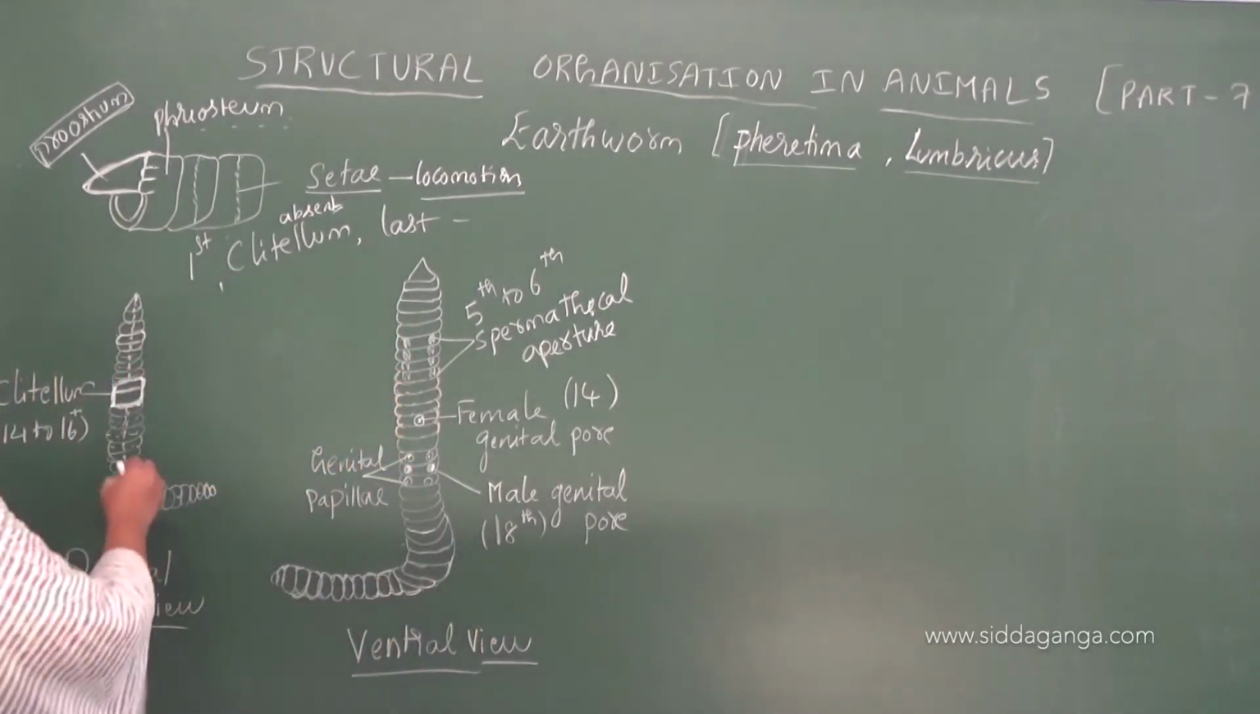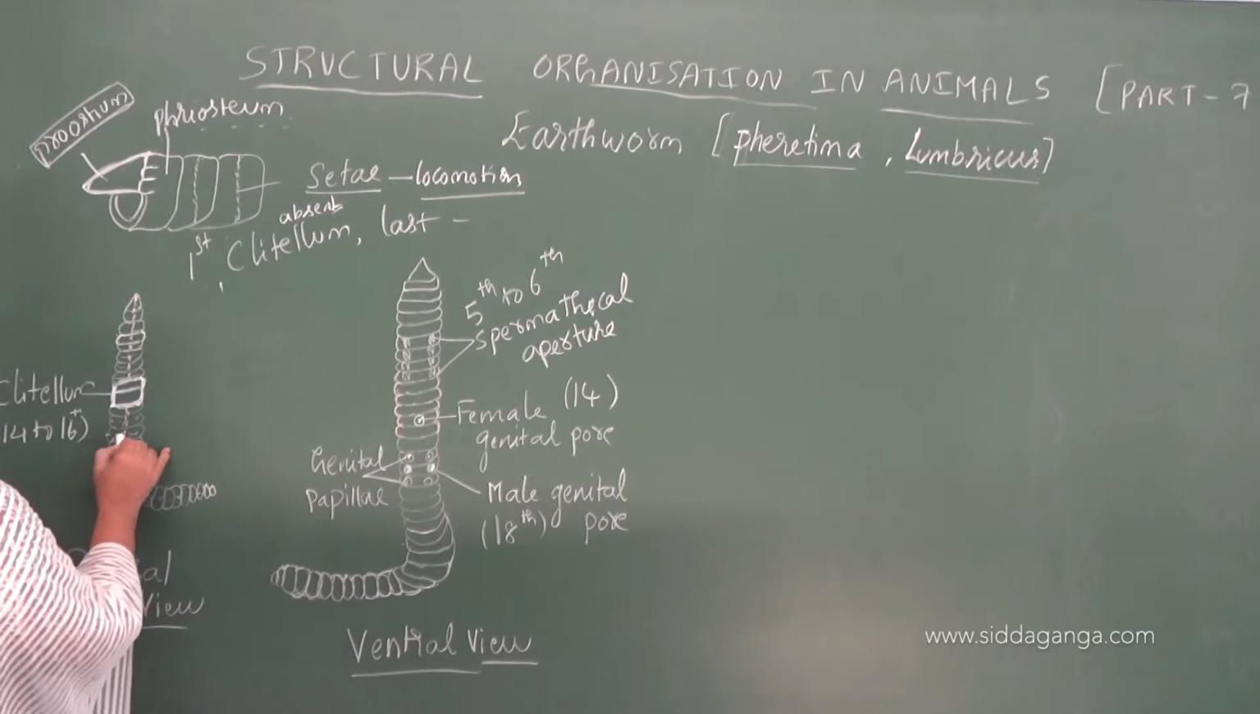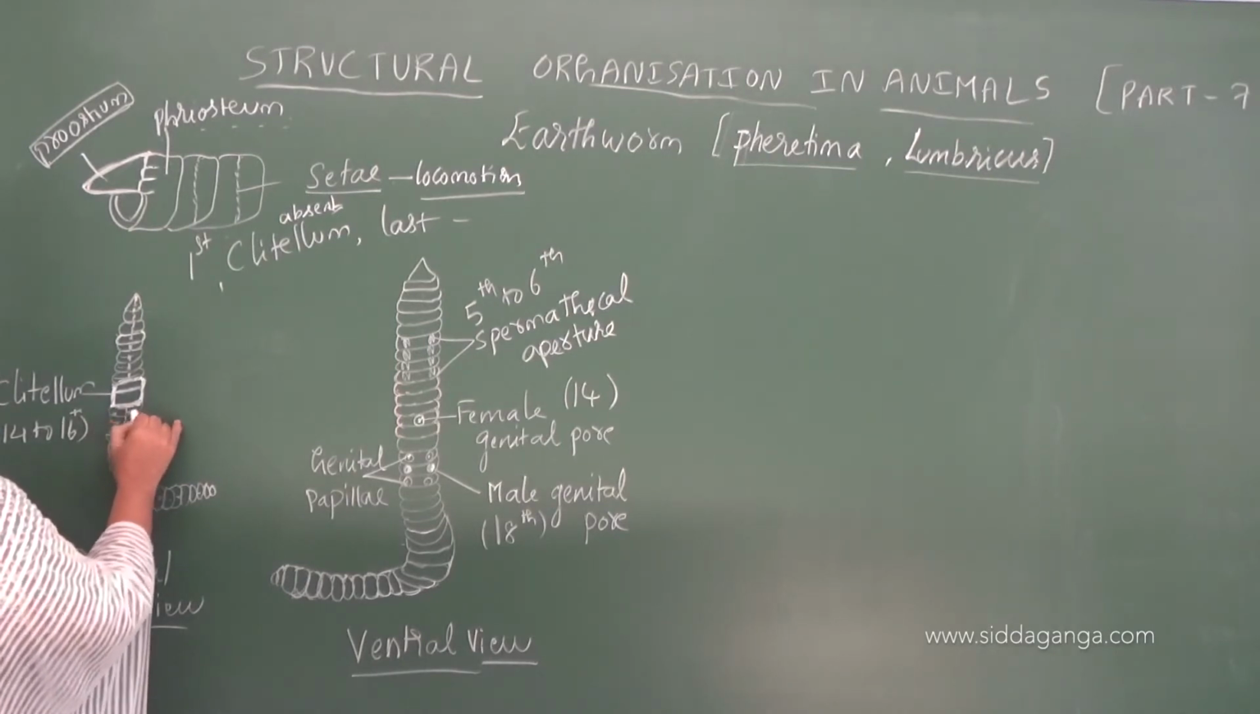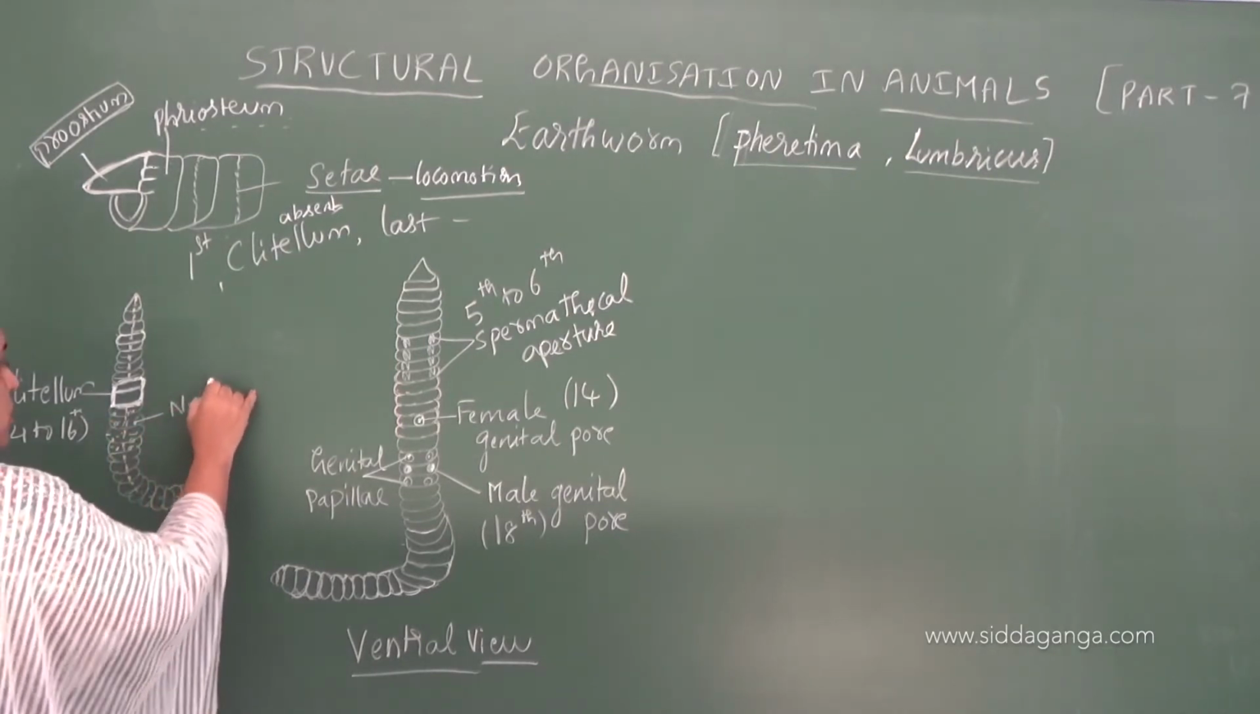And in the dorsal and ventral side we see pores, which are called nephridiopores.